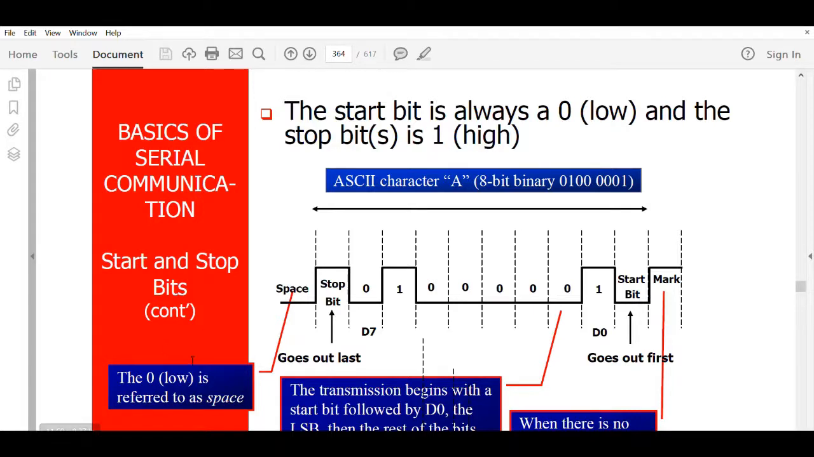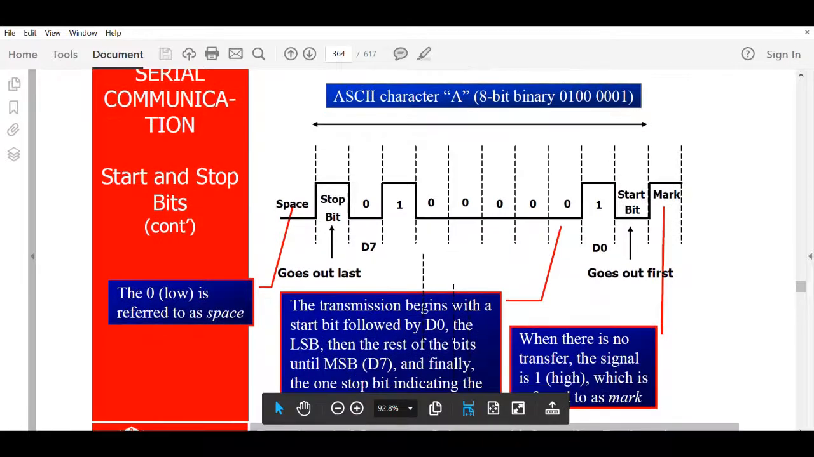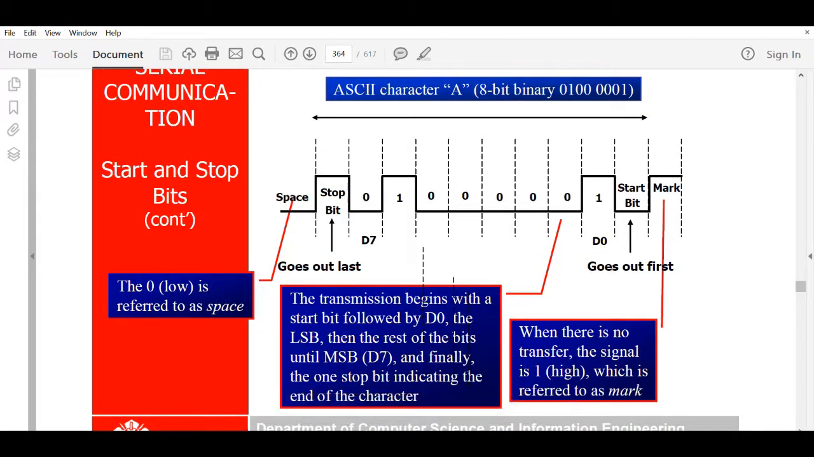If there is a 0, it is called a space. When there is no transfer of data, it is called a mark, and mark is always a 1. The transmission begins here and in this order.